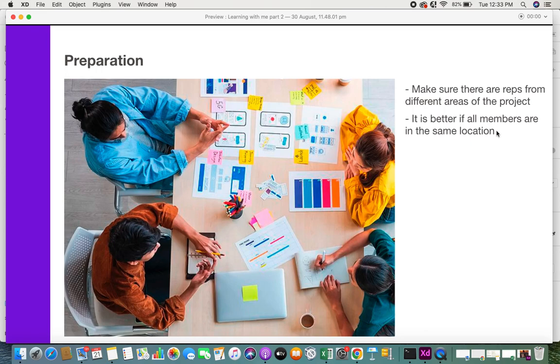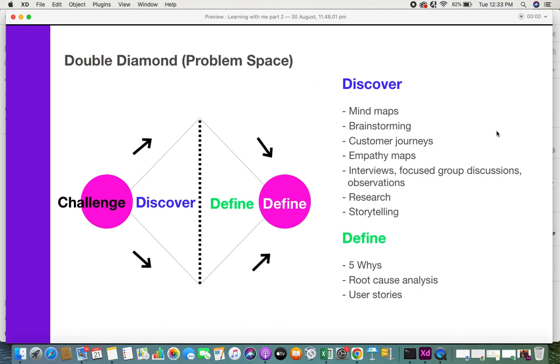So that's the reason why they say collaboration always works well when everyone is located in the same location. So those are a few things to keep in mind when you're preparing for this type of design thinking process. And once you have all this in place, now let's see what the details of each diamond involve.